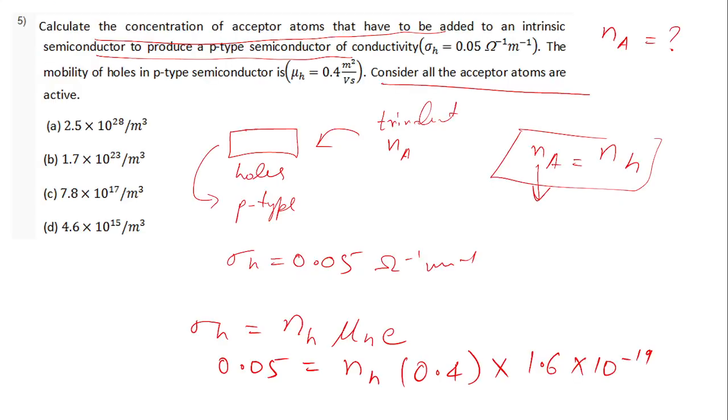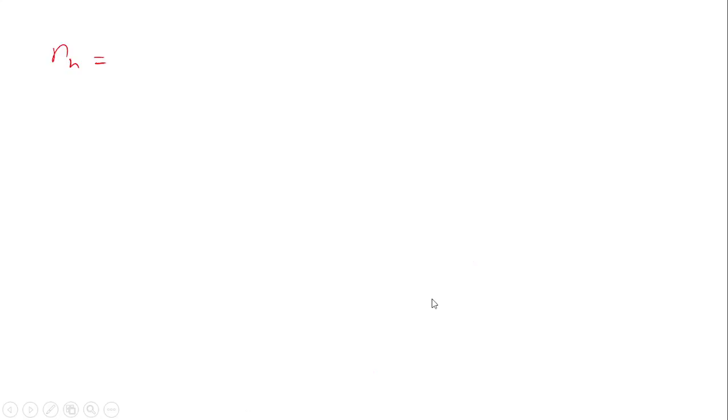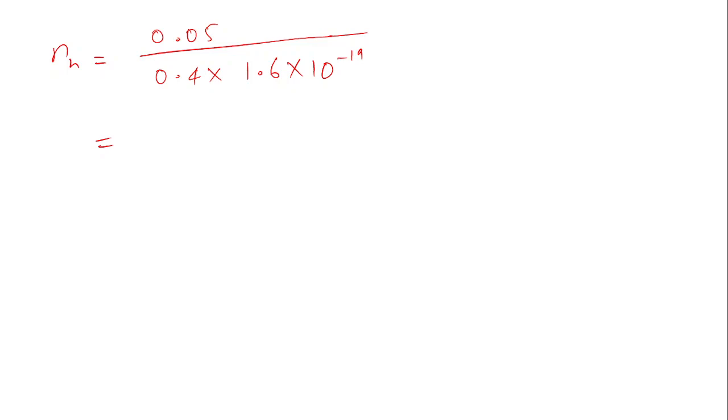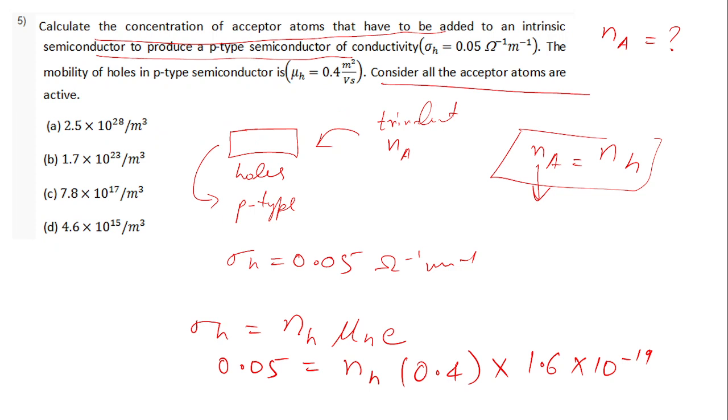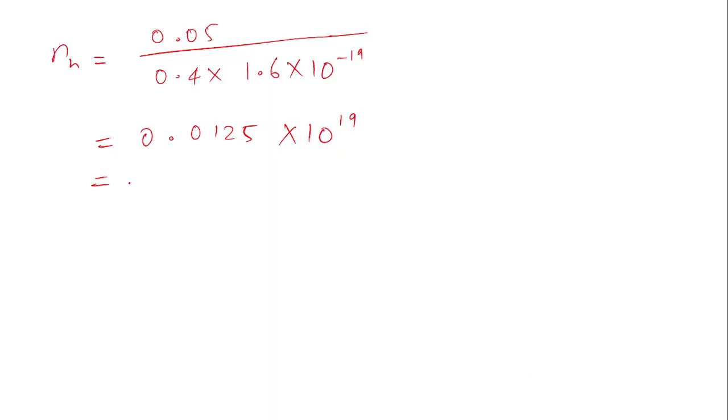When we do this, I can write this on one side, and on the other side will be 0.05 divided by 0.4, and the charge of the carrier 10 to the power minus 19. So this will become 0.05 divided by 0.4 divided by 1.6. So it will be 0.0125, and this will be 10 to the power 19. This is the answer. Okay, let me rewrite this. So this will be 1.25 times 10 to the power 17 per meter cube.